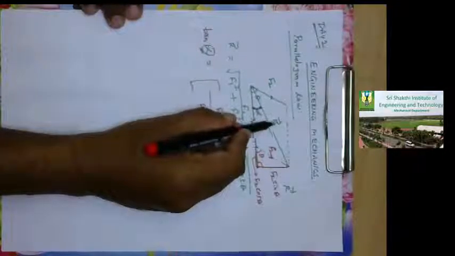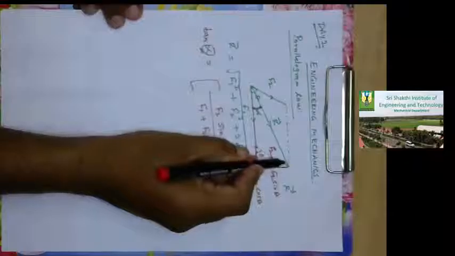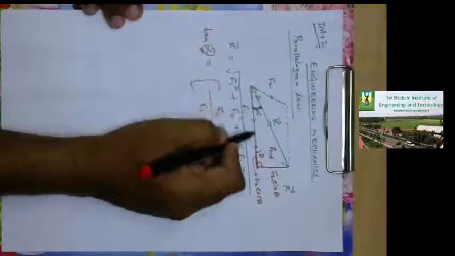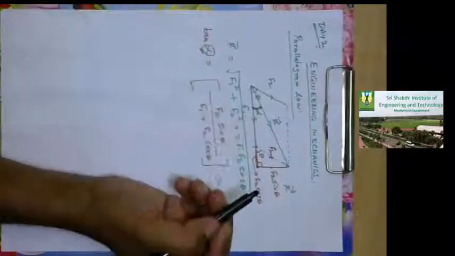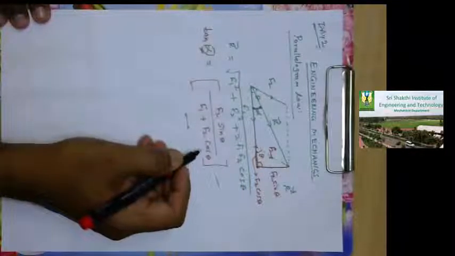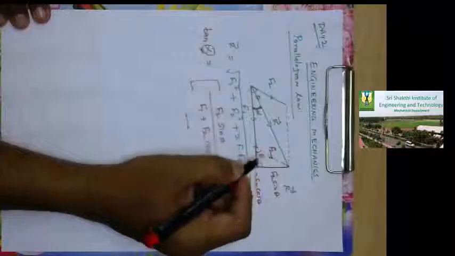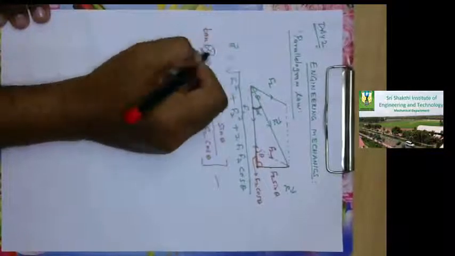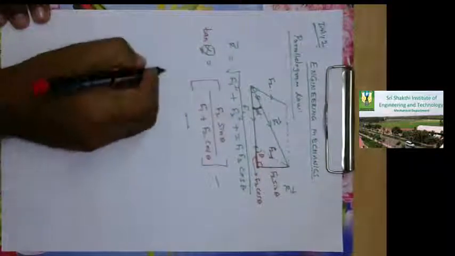That gives the inclination of the resultant force with respect to the horizontal. A lot of problems will be asked. Using this formula you can directly find the value of R and alpha.